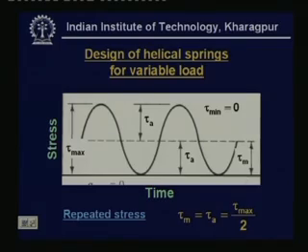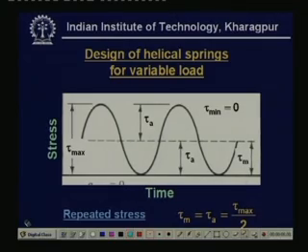So, looking at this fact, normally the spring materials are tested, as we discussed in the last class, and once again I repeat, under a torsion of the repeated stress type, meaning it goes to a maximum value and comes down to 0. If you look at this board, you can see it comes to the maximum, goes again to 0, and this phenomenon keeps going on. This is what I would like to say is for the testing of the material.